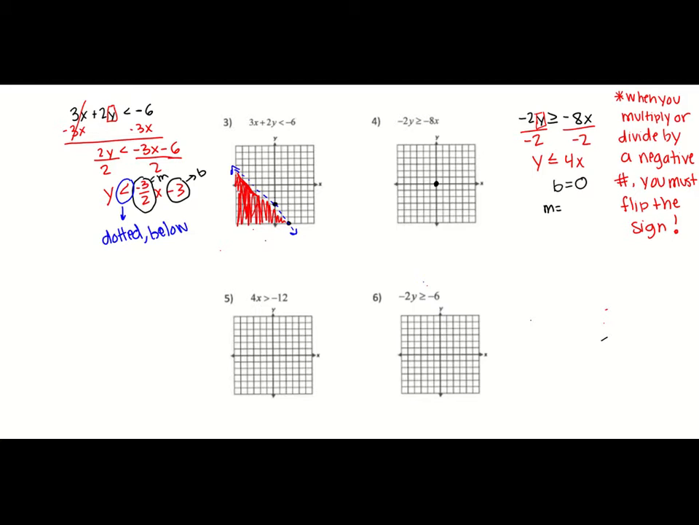Then my slope is 4, which is really 4 over 1. Go up 1, 2, 3, 4 over 1. Next, I'm going to look at my inequality, and I have to look at the inequality of my equation in slope-intercept form. I can't look back up at the original. In slope-intercept form, my inequality is less than or equal to, so that is going to be solid. And if it is less than, that means I'm going to shade below.